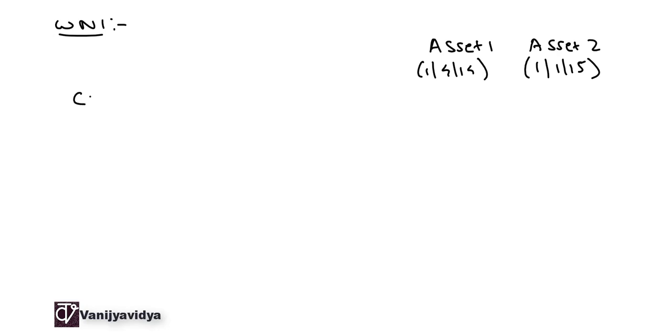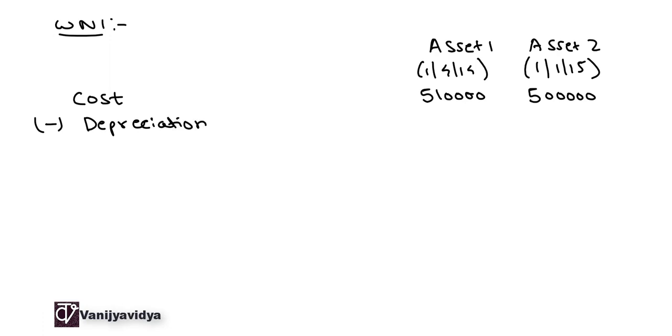Now, cost of asset 1 is 4,50,000 plus 60,000, that is 5,10,000. Cost of asset 2 is 5 lakhs. Now, less depreciation. So depreciation is on the reducing balance method at the rate of 10%.